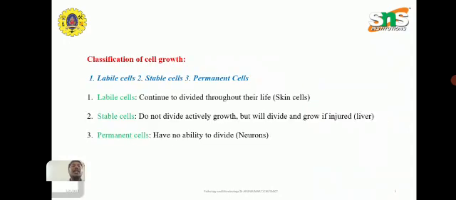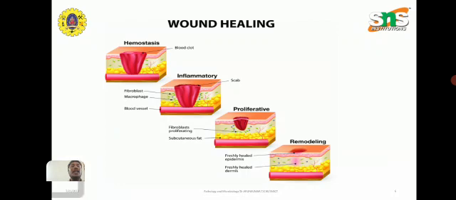So we classify cell growth into three types. The first one is called labile cells, the second one is called stable cells, and the third one is called permanent cells. Labile cells continue to divide throughout their life. The example is skin cells. Stable cells do not divide actively, but they will divide and grow if injured. Example, liver. Then permanent cells have no ability to divide. Example, neurons.